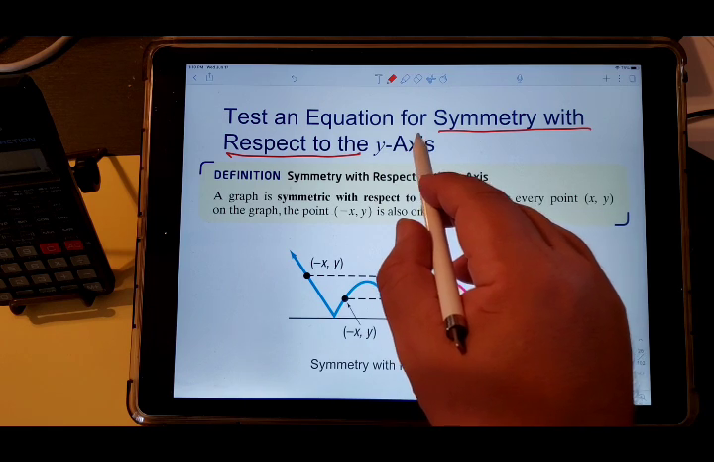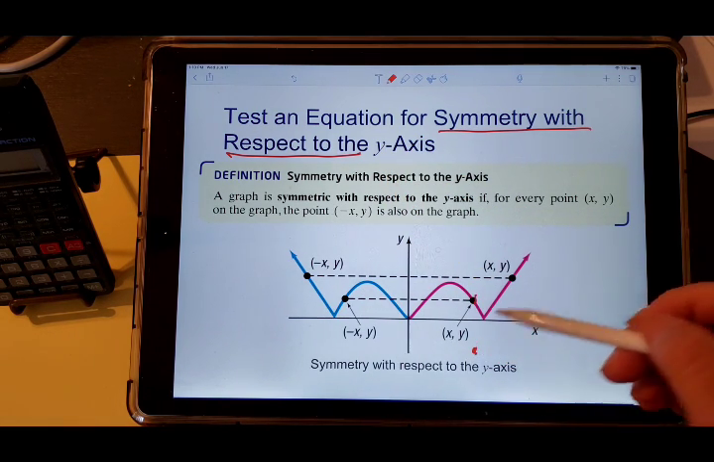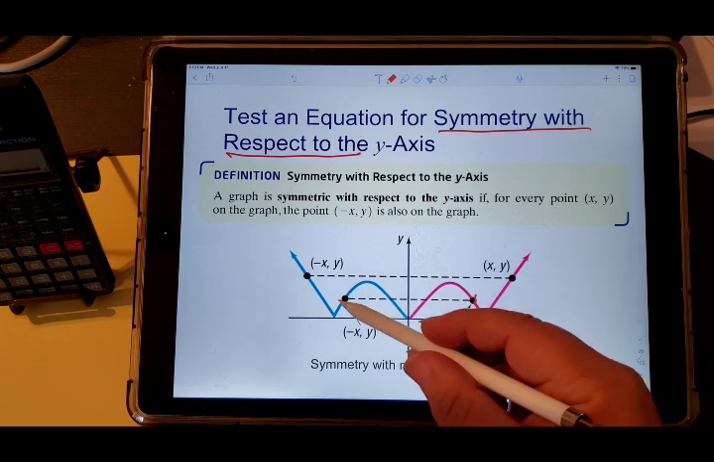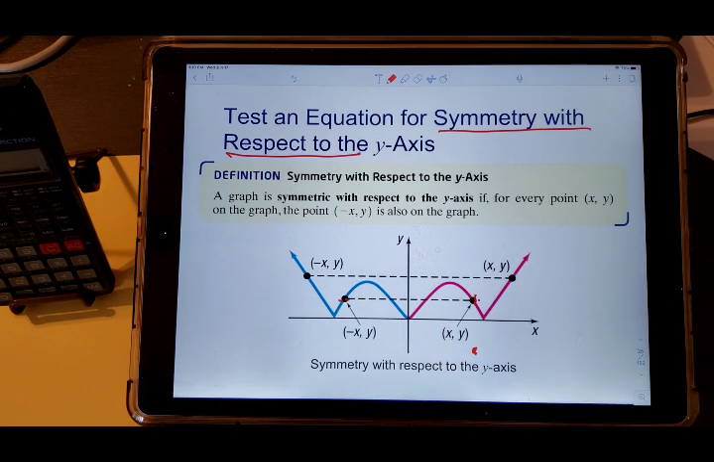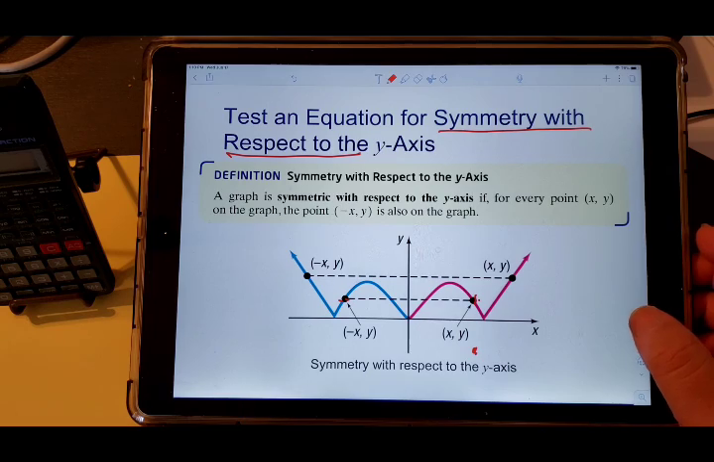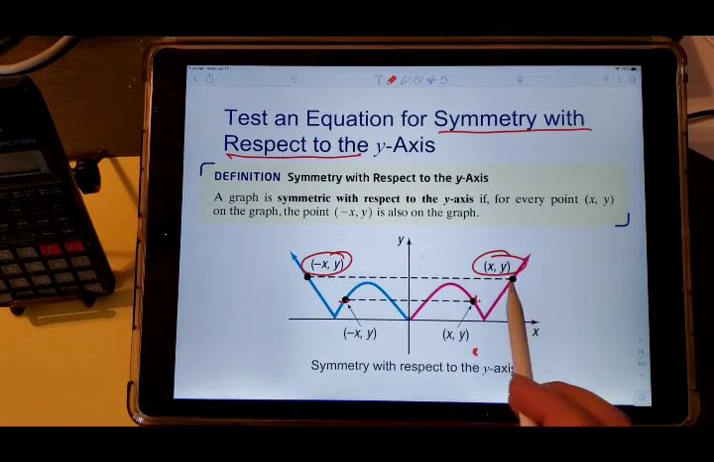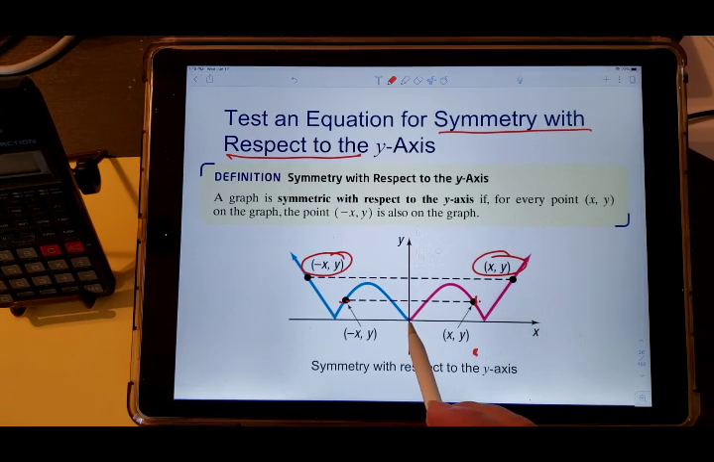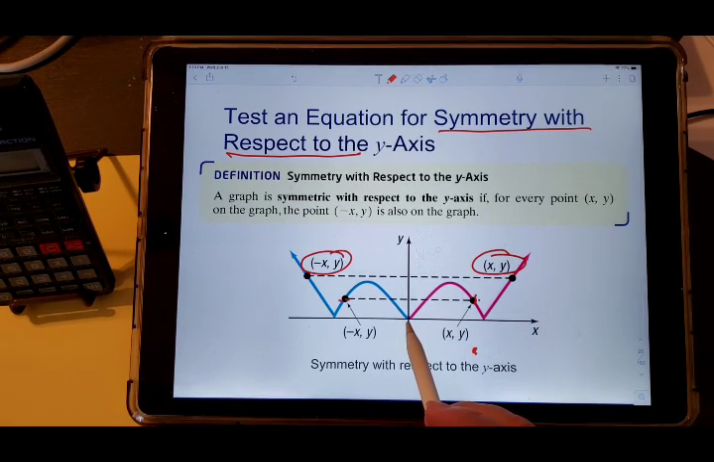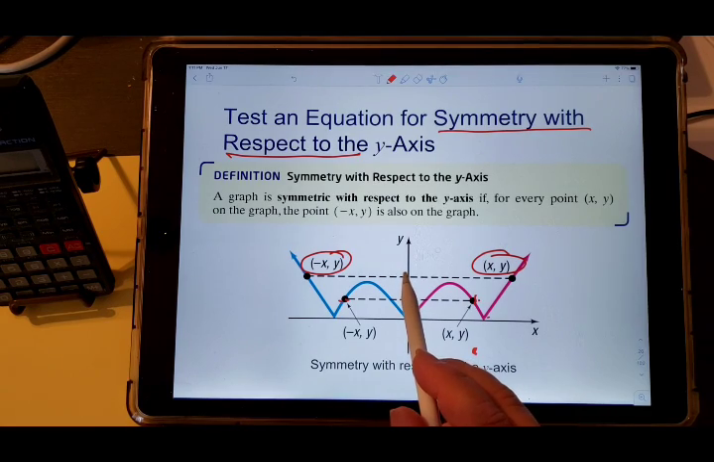You can have symmetry with respect to the x-axis, which means the points are on both sides of the x-axis. You have symmetry with respect to the y-axis, meaning they're equally far from the y-axis. And there's one other symmetry we'll talk about. But this is the idea for symmetry with respect to the y-axis. This point and this point are symmetric with respect to the y-axis because, and that's very important, the y values are the same, but the x values are on opposite sides of the y-axis.